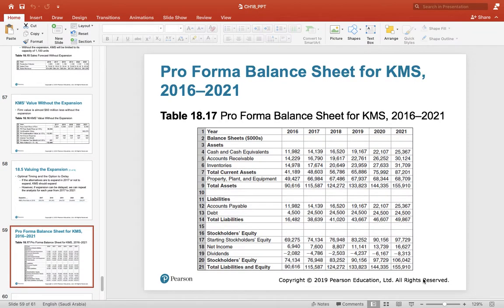So this is the way the pro forma balance sheet, taking all the different slides' data, is put together here. Balance sheet, asset side, liability side, equity side, all put together. Then the balance sheet from 2016 to 2021.